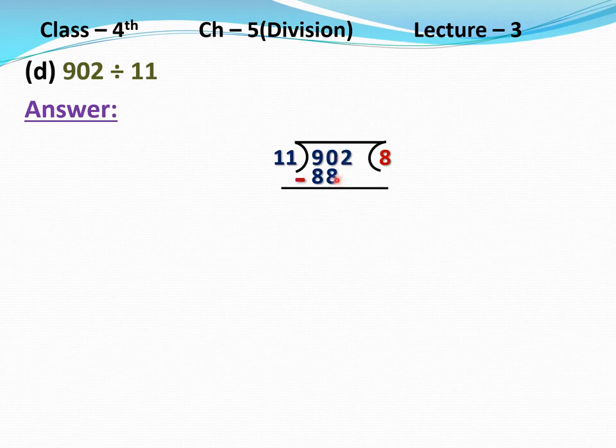0 minus 8, it is not possible. So we will borrow from this 9. So this 9 will become 8 and this 0 will become 10. 10 minus 8, 2, write 2 here, and 8 minus 8, 0, write 0 here. Now take the next number, that is 2. Now the number is 22. 11 multiply 2 equal to 22.